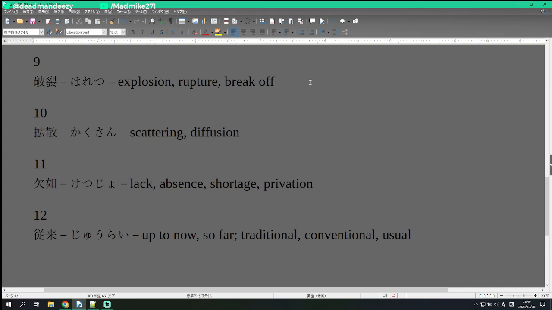Haretsu. Let's think of it as destroy. How about destroy? Ha-retsu is to destroy into a shred, rip, or tear, a rupture. Haretsu is an explosion, a rupture, or a breaking off.